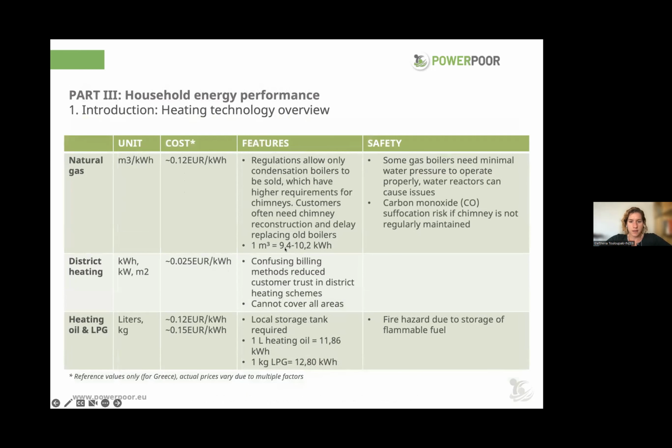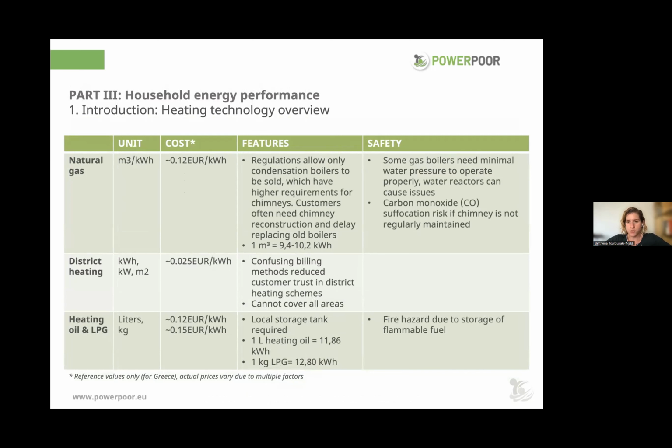Regarding natural gas, regulations currently allow only condensation boilers to be sold, which have higher requirements for chimneys. And often this means that customers may need a chimney reconstruction. 1 cubic meter of natural gas generates about 9.4 to 10.2 kilowatt hours.